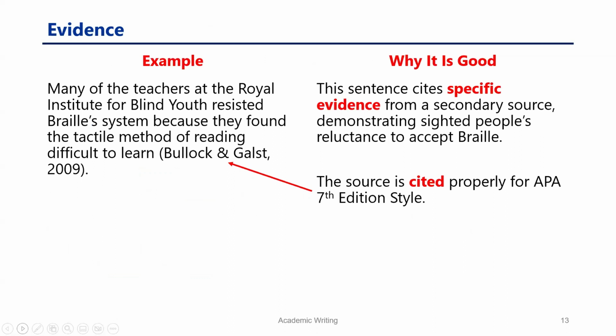So let's look at an example of evidence. Many teachers at the Royal Institute for Blind Youth resisted Braille's system because they found the tactile method of reading difficult to learn. Block and Galst, 2009. Why is this good? It cites specific evidence from a secondary source, that is Block and Galst, demonstrating cited people's reluctance to accept Braille.